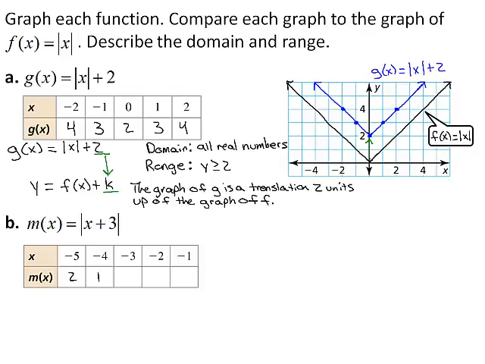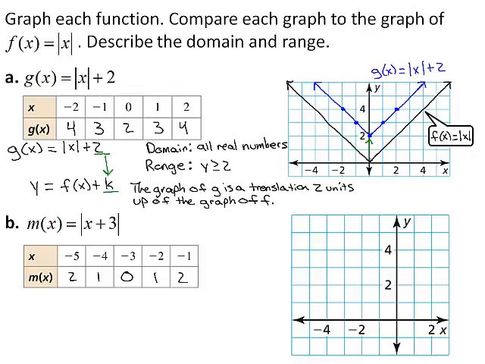When x equals negative 3, m of x equals 0. When x equals negative 2, m of x equals 1. And when x equals negative 1, m of x equals 2. To graph m, you want to plot the points (negative 5, 2), (negative 4, 1), (negative 3, 0), (negative 2, 1), and (negative 1, 2). Then draw the V-shaped graph through the points.